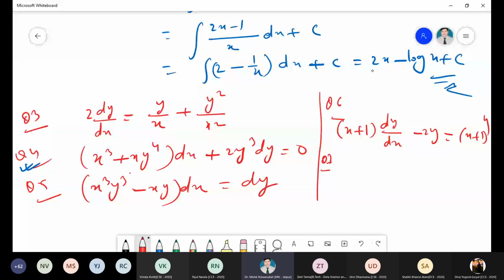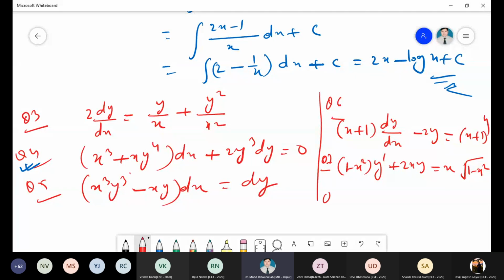Then question number 7. 1 minus x square y dash plus 2xy equal to x into square root of 1 minus x square.